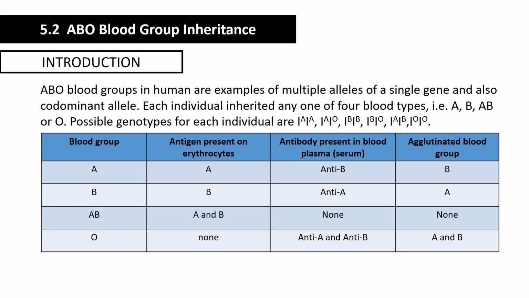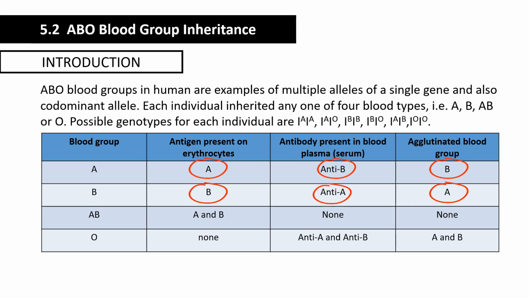Individuals with type A blood have antigen A that is found on the surface of erythrocytes, while the blood plasma contains B antibody which agglutinates type B blood. Individuals with type B blood have antigen B and antibody A which agglutinates type A blood.